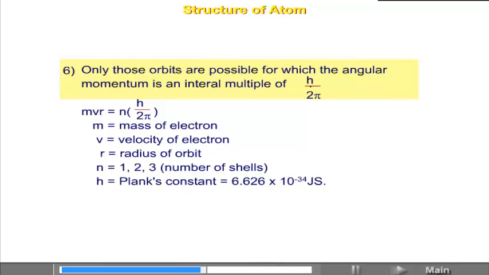Sixth, only those orbits are possible for which the angular momentum is an integral multiple of h upon 2 pi, that is mvr = n h/2π, where m is the mass of the electron, v is the velocity of the electron, r is the radius of the orbit, n is equal to 1, 2, 3, the number of shells, and h is Planck's constant, which is equal to 6.626 × 10^-34 joule seconds.